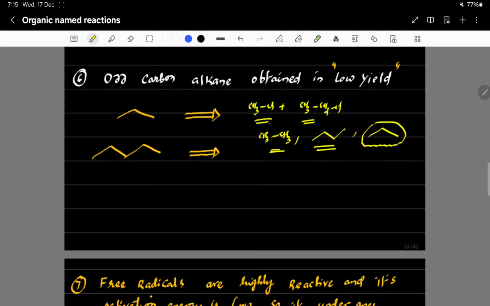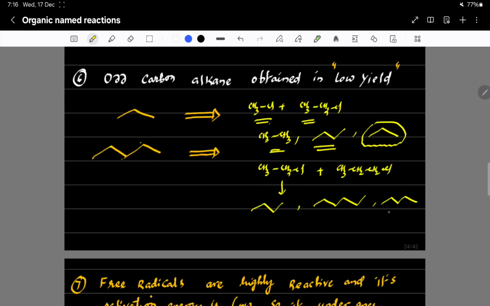Now for example, 1, 2, 3, 4, 5, right? I want to prepare n-pentane. For n-pentane, I don't have any identical alkyl halide for the preparation of this odd number carbon alkane, right? So in this particular case, I need CH3CH2Cl and I need CH3CH2CH2Cl, right? I need propyl chloride and I need ethyl chloride. Then what is happening: if the ethyl chloride undergoes dimerization, it will form butane as a product. And the propyl radical undergoing recombination will give hexane as the product, right? Then the ethyl radical and propyl radical undergoing combination, then only I will get pentane as the product, right?